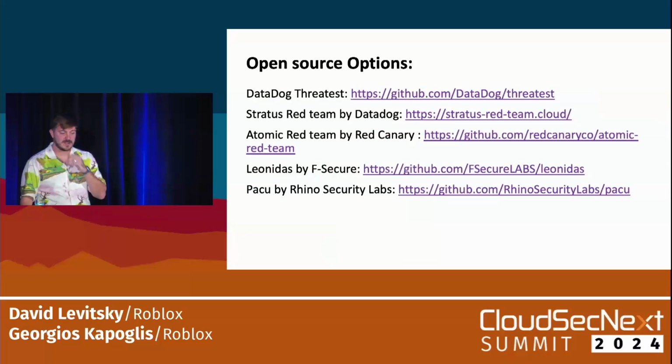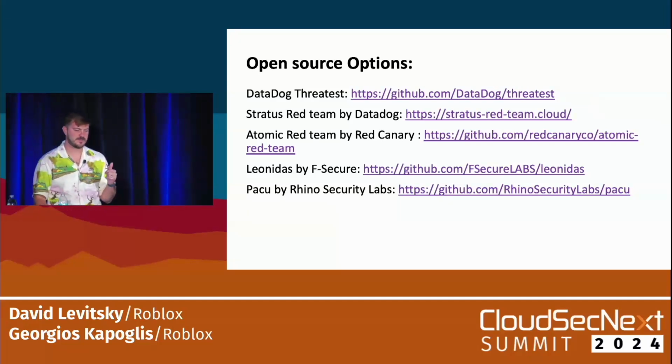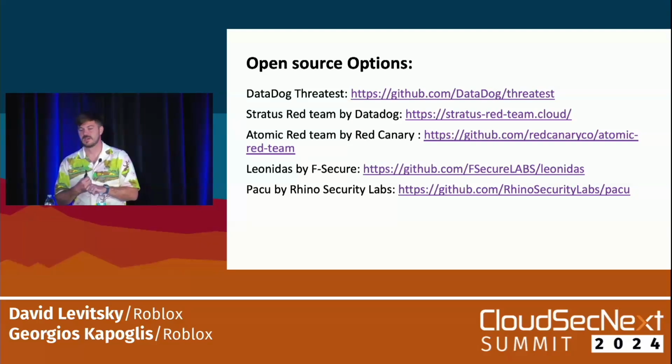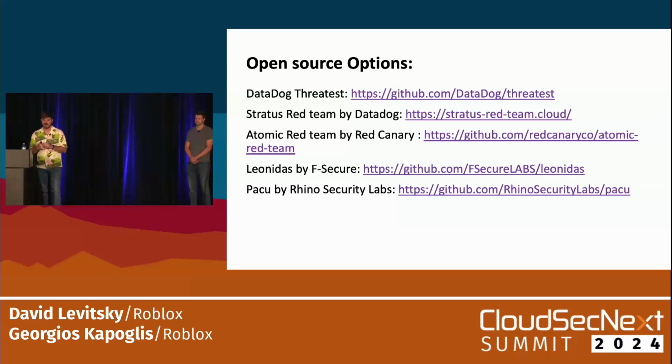So there are a lot of open source options out there for you. And Lydia touched a little bit on that. There's a lot of good work happening from Datadog. Datadog has Stratus Red Team and lately the Threat Test. I believe it's a CLI and a Go library that you can utilize. But I think that out of the box, they integrate directly with Datadog as the SIEM. Then you have Atomic Red Team by Red Canary, which is just atomic tests that you can run. And then we have Leonidas, similar, I think, to Stratus Red Team.